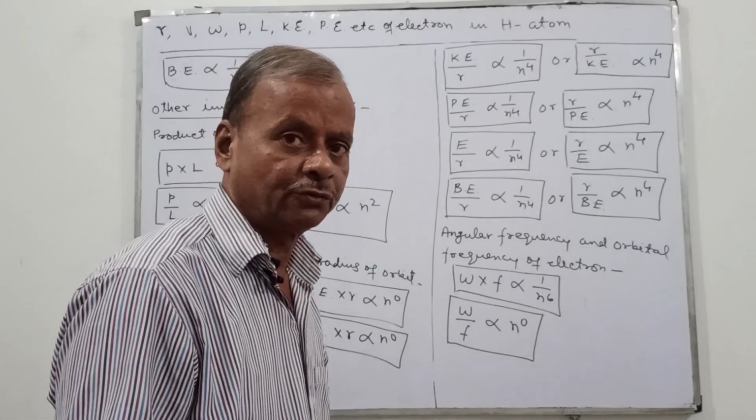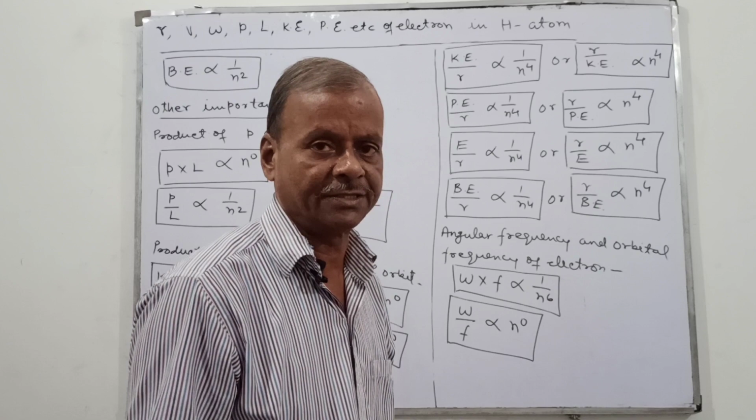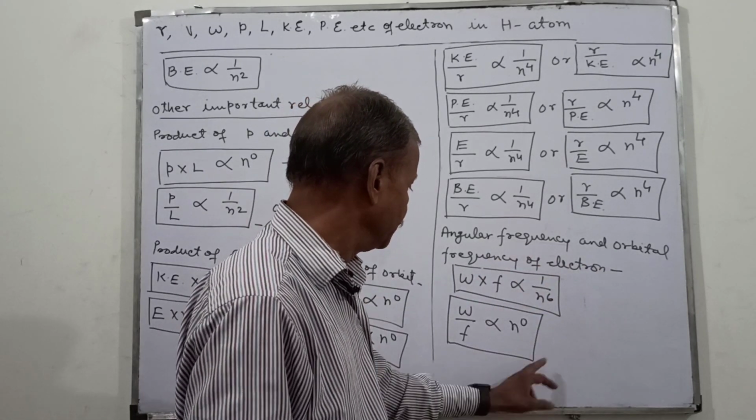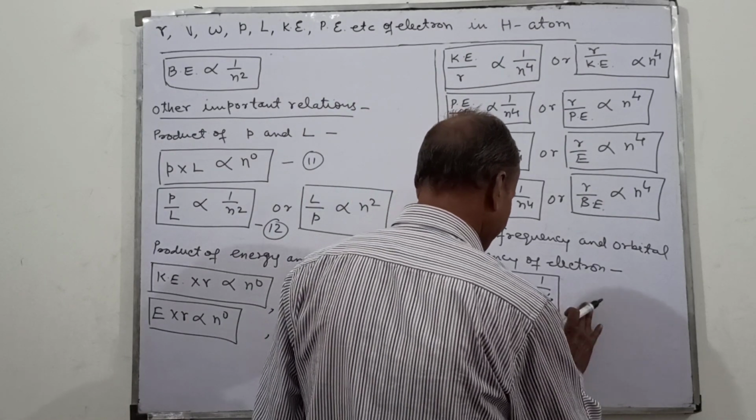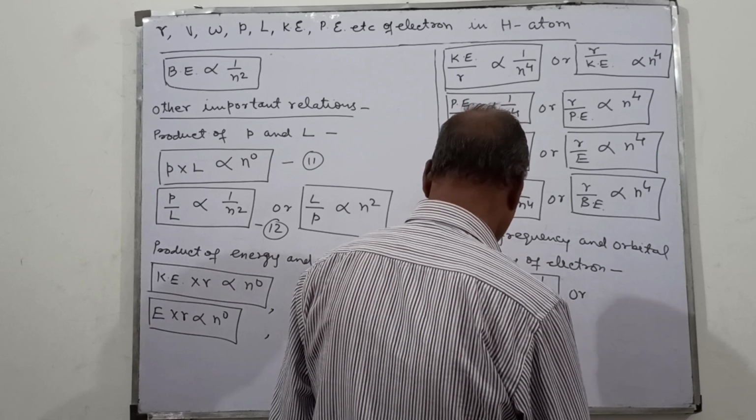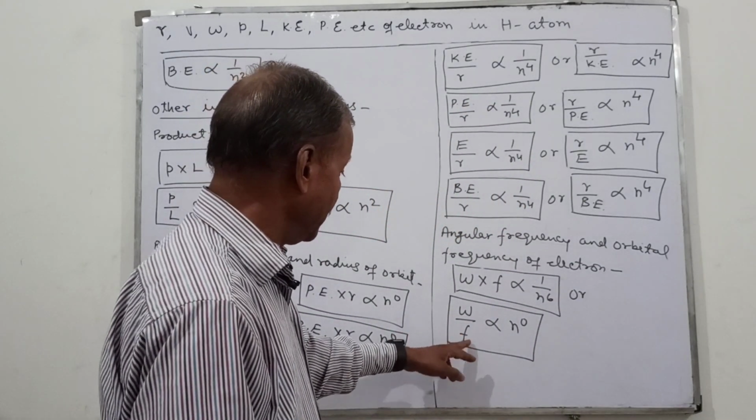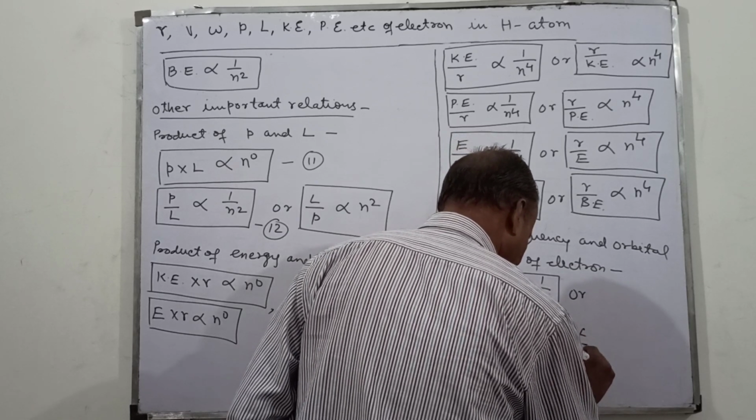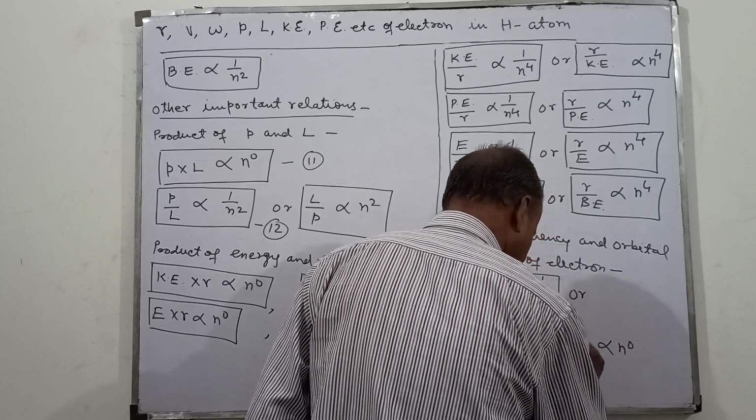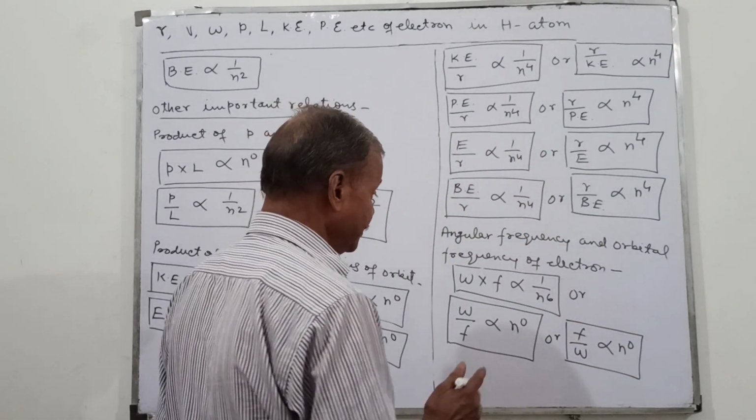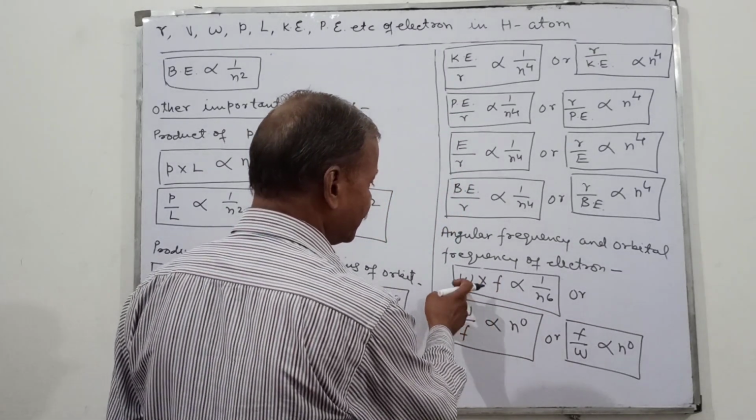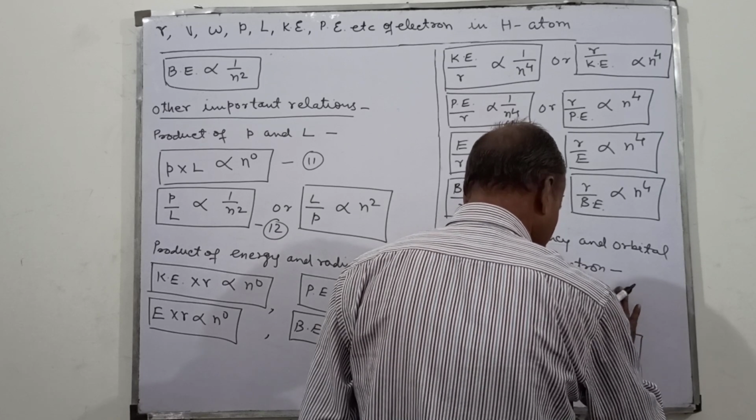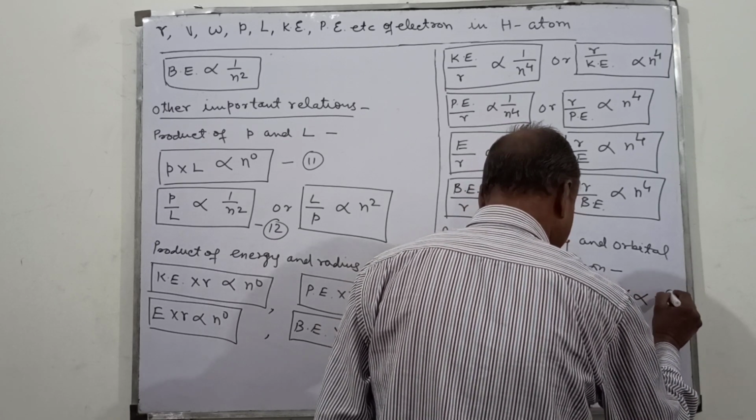We are not taking the numerical value, but we are taking what is the dependence of all these multiplications and divisions on the principal quantum number. So this is the angular frequency and the orbital frequency. If you write f upon omega, even this will come out to be proportional to n raised to power 0, because the question may be asked in any way. So this is omega into f, or f into omega, and this omega into f is proportional to n raised to the power minus 6.